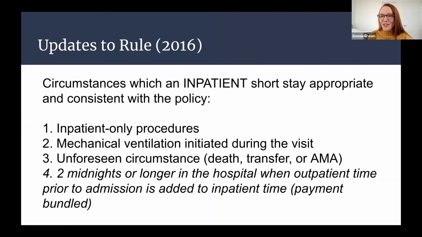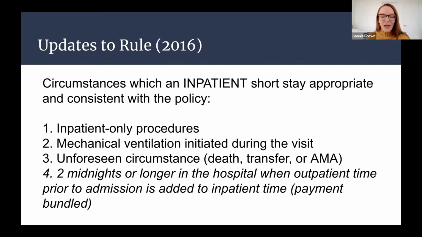So in 2016, they said, you know what, 2 midnights doesn't fit everyone. We need to change. We need to just add in a couple of circumstances where you should pay for an inpatient stay, even if it's less than 2 midnights. So certain inpatient only procedures. So say a patient comes in with acute cholecystitis, they're young and healthy, they go to have their surgery maybe later that evening, the next day they're feeling great, and they go home. That still meets inpatient criteria and will be paid as an admission. If you intubate them in the emergency room, you're not going to be placing them in observation, so that will be paid as inpatient. And obviously, unforeseen circumstances, a patient passes away or they leave AMA, then that still will be paid as inpatient.